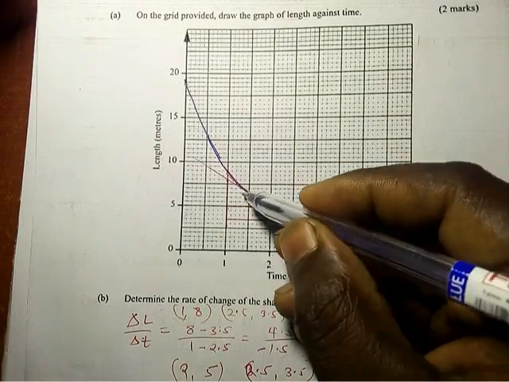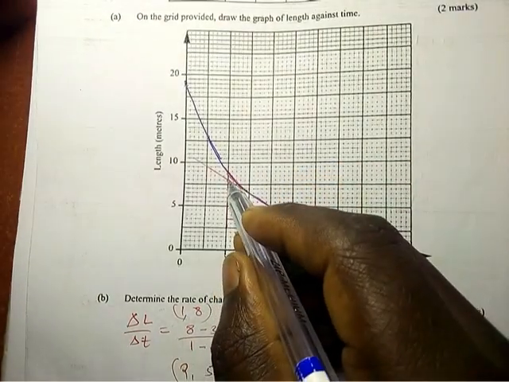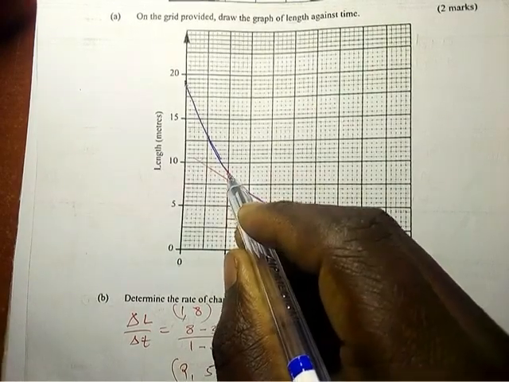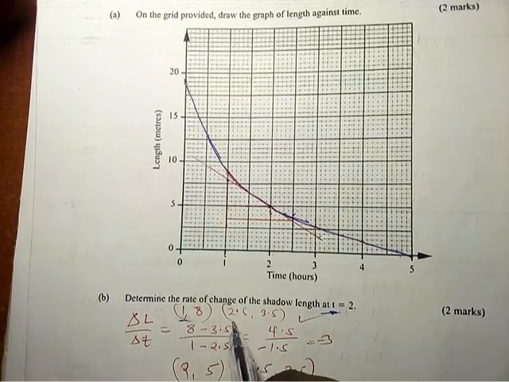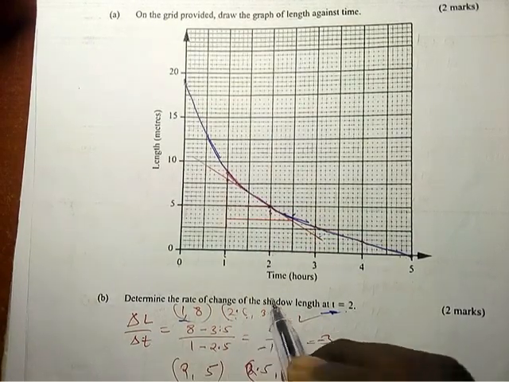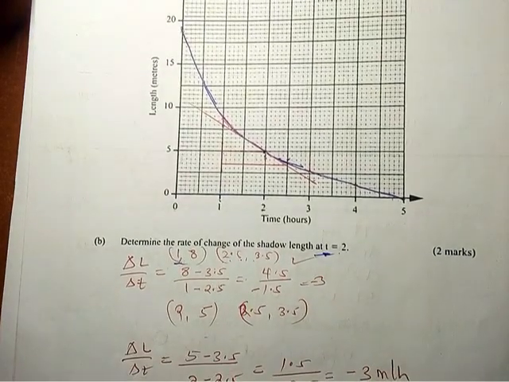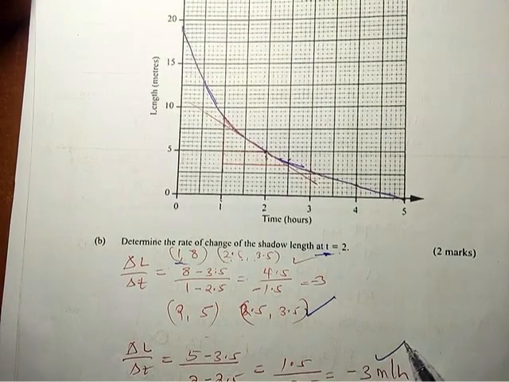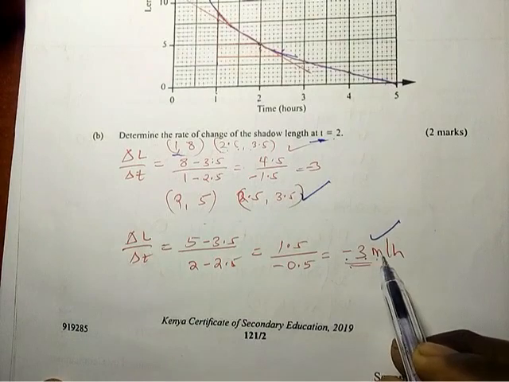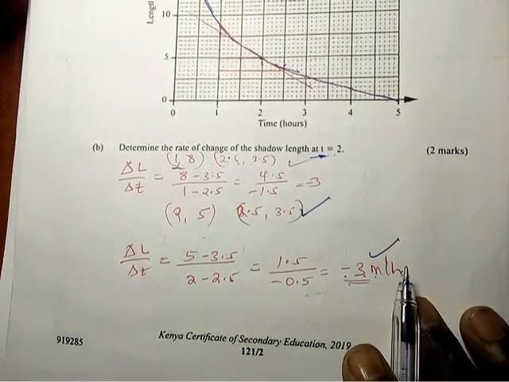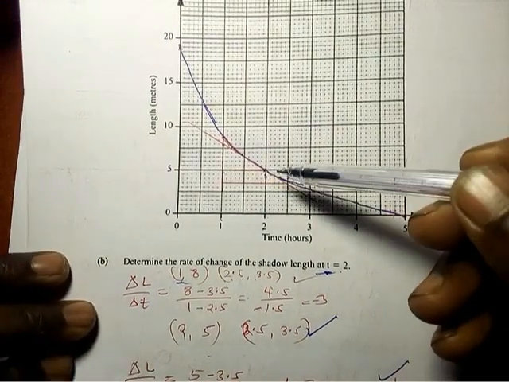So I took 1, 8 here, and then 2.5, 3.5. You find the gradient for that, and the gradient is, even if you use this one, the gradient is going to be -3 meters per hour. So you only needed to do it, it is an instantaneous rate at a point.